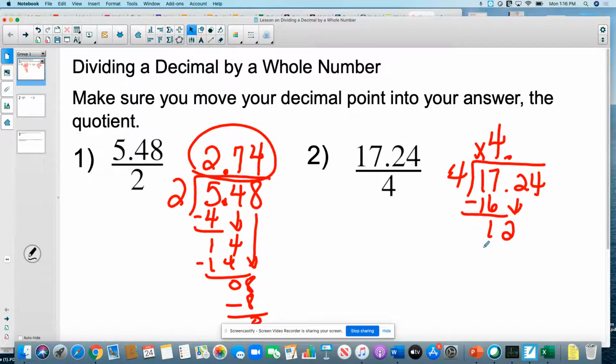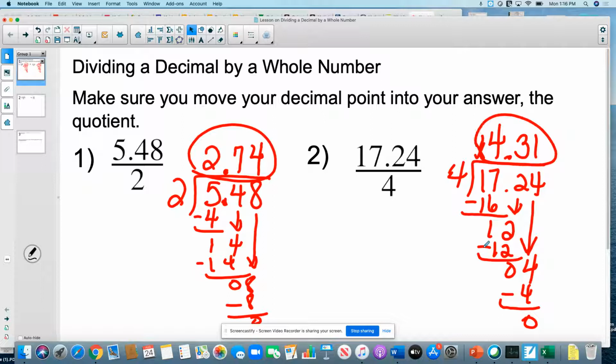4 goes into 12 3 times. You get 12. Subtract, you get 0. But I have one more number I need to bring down, even though I got a remainder of 0. So 4 goes into 4 1 time, which gives you 4. Subtract, you get 0. So you are done. It does terminate. So you get 4 and 31 hundredths for your quotient answer. So we have 2 more to do. If you'd like to practice these before I start them, you may practice them before I start them.